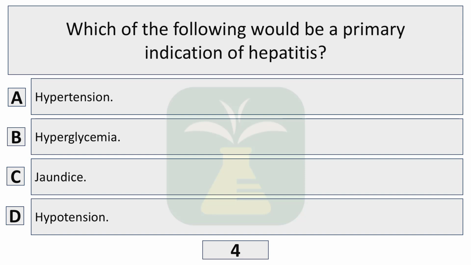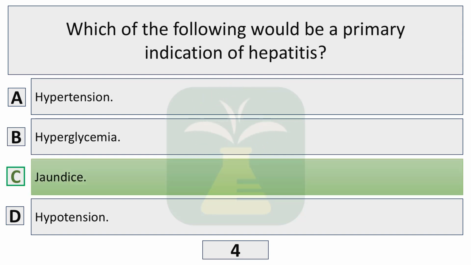Which of the following would be a primary indication of hepatitis? A, Hypertension, B, hyperglycemia, C, jaundice, D, hypotension. Correct answer, C. Jaundice. Jaundice, also known as yellowing of the skin, occurs frequently in cases of hepatitis, liver disease.